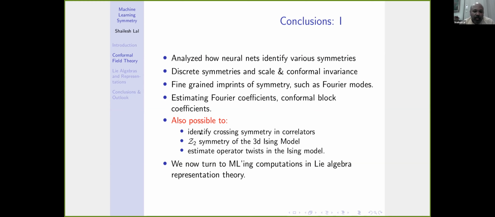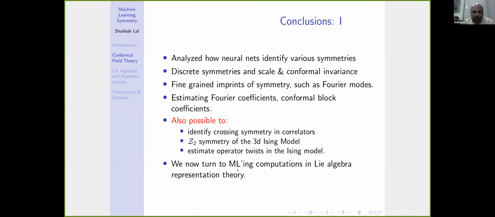You could identify crossing symmetry in correlators. So you could set up functions that are crossing symmetric versus functions that are not, and ask the neural network to distinguish between them. And indeed, the neural network works very well in doing that. And it can learn discrete symmetries in OPE spectrums. It can estimate operator twists, which is a regression problem, but it does it very well.